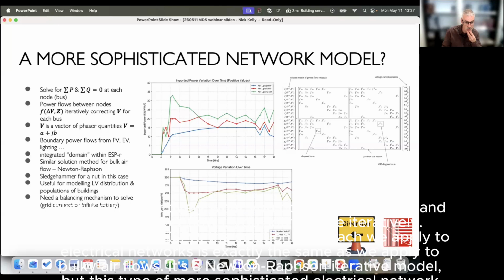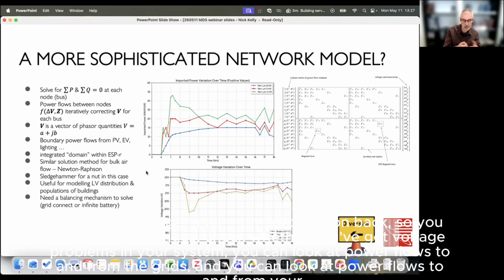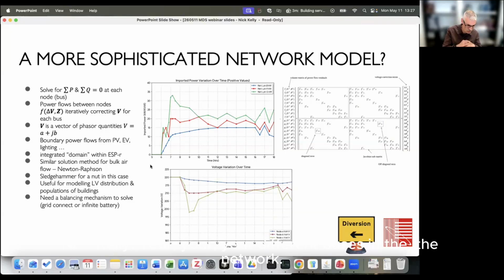It's a Newton-Raphson iterative model, but this type of more sophisticated electrical network model allows you to do a bit more and get a bit more information back. So you can look at voltages, check whether you've got voltage problems in your system. You can look at power flows to and from the grid, and you can look at power flows to and from your different buses in the network.